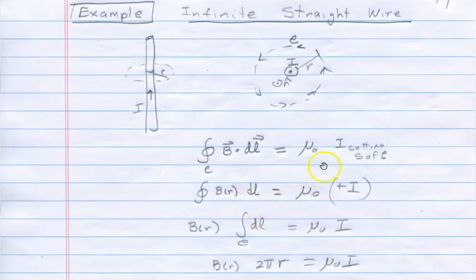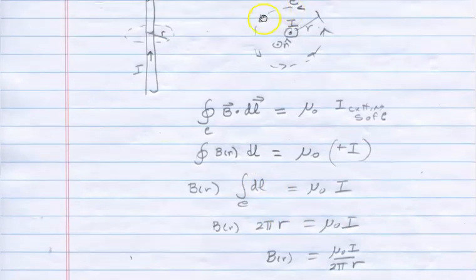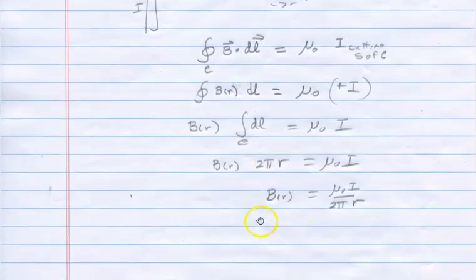And then mu naught, well, there's only one current cutting through, that's I. It's going in the same direction as n hat, cutting through the surface, and so it's a plus I. And then we get B of r times the integral of dl all the way around that closed curve. But all the way around the closed curve is just the circumference of a circle of radius r. And so adding up all the dl's all around it is just 2 pi r. And we're back to our old familiar Ørsted result for a long infinite wire.